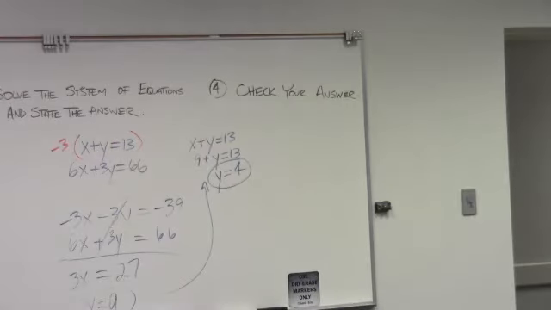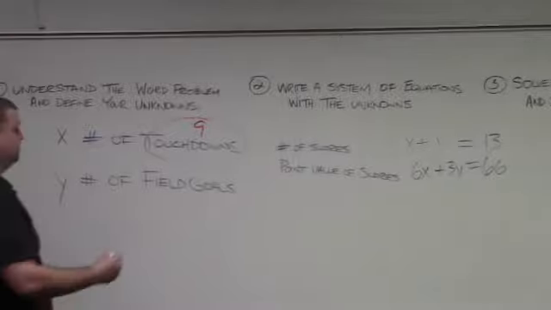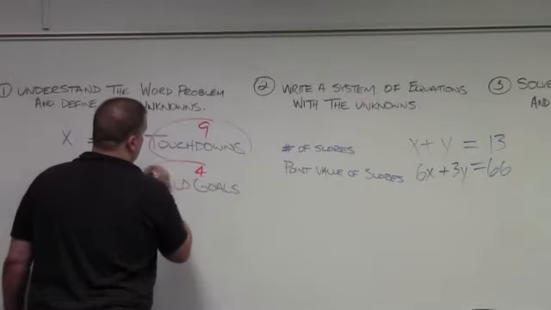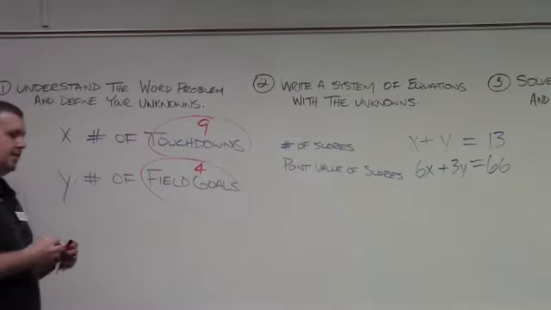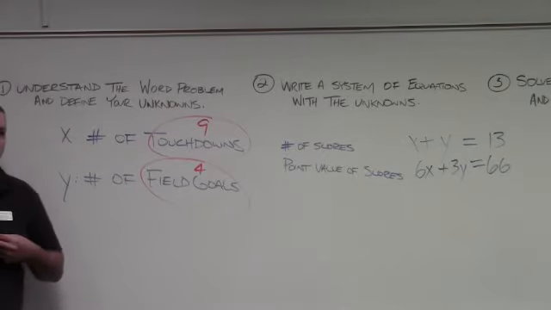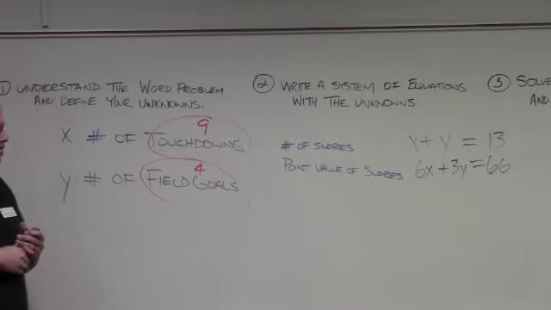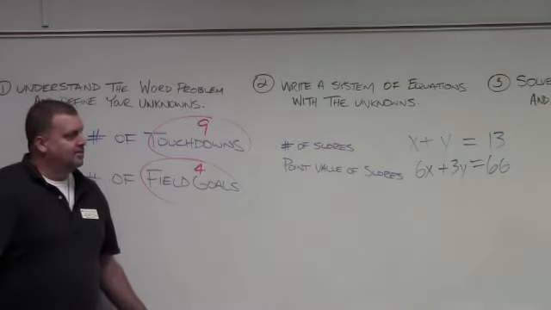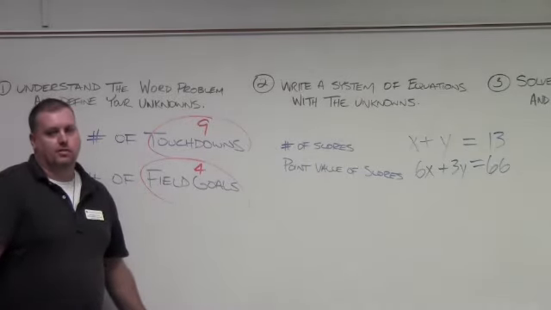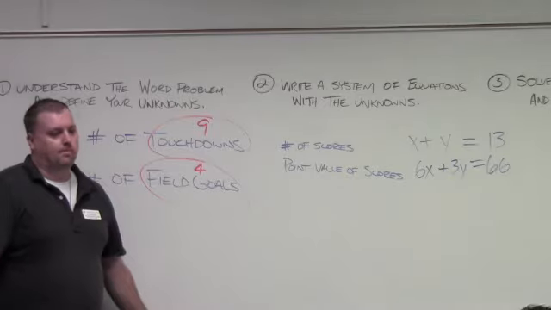So how many touchdowns were scored? 9 touchdowns. How many field goals were scored? 4. On a problem like that, if you come up with a negative number, you go back and check it out, right? Because you can't score negative points. The Texans defense is good, it's not that good. So if you get an answer that doesn't make sense, make sure to go back and check your work. It's another trick that you can use.